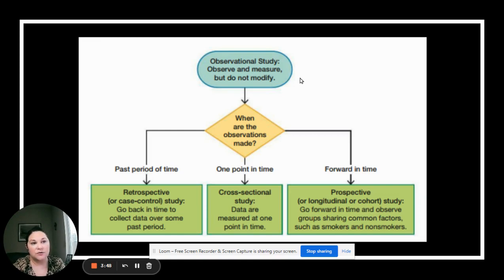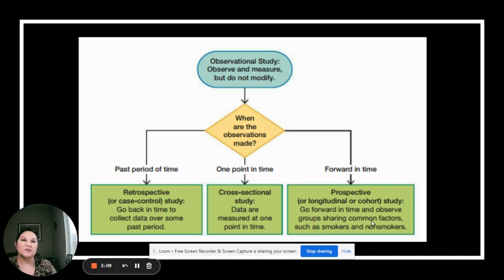There's a way to classify the different kinds of studies. You can have a retrospective study, which is where data has already been collected, and you go and look over that data. A cross-sectional study is when you get the data at one specific time. And then a prospective study is when you go forward in time and observe groups that have some characteristic that you're looking for. So, in the example in the slide here, smokers versus non-smokers.